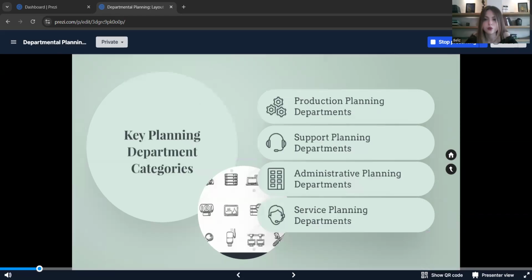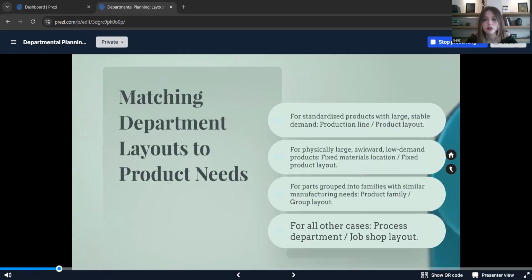Departments fall into four categories: production planning departments, the core manufacturing areas; support planning departments, maintenance and tool rooms; administrative planning departments, offices and HR; and service planning departments, cafeterias, medical rooms, and so on. Each affects flow differently. We match layout type to product characteristics.